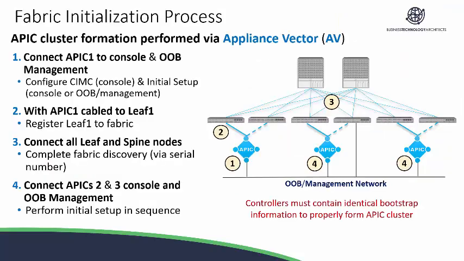The fabric initialization process, the APIC cluster, is performed via the appliance vector. So we connect APIC 1 to console and OOB management. We configure the CIMC and initial setup. With APIC 1, we cable to Leaf 1, and then we register Leaf 1 to the fabric. Then we connect all Leaf and Spine nodes, and it should complete fabric discovery. Then we connect APIC 2.